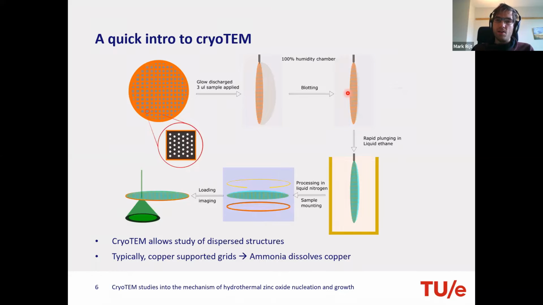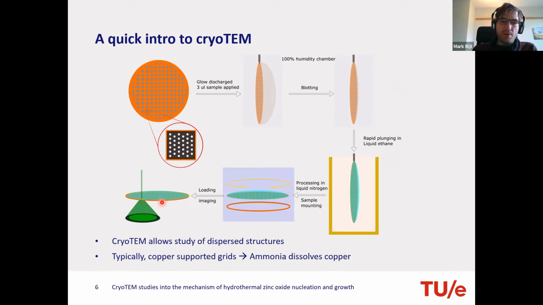Then this very thin layer on the grid is shot into a liquid ethane bath so that it freezes so quickly that the water does not crystallize, but it does solidify, so you have this amorphous, electron transparent layer with your sample suspended in it. Then we put it in a special holder, and then we can put it in the microscope.